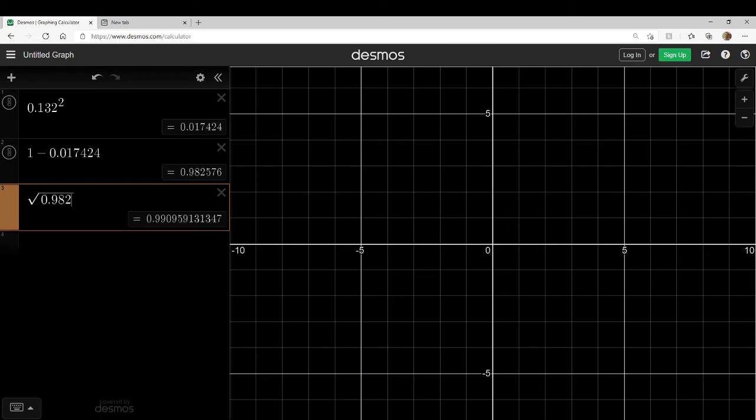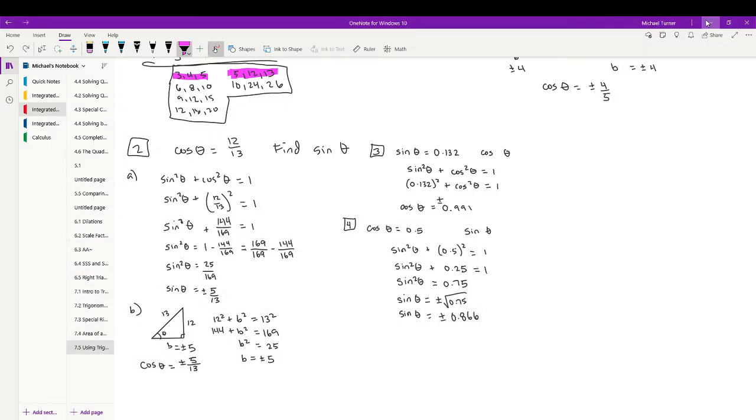Now, I know a lot of you are still using your phone calculators. I would caution you, one, to not round until the very end. And two, if you are rounding or need to round, remember my expectation is that you're rounding to 3 decimal places. So your answer here is 0.991.